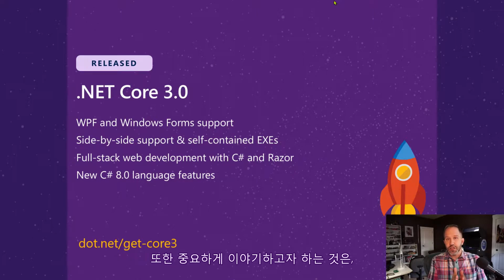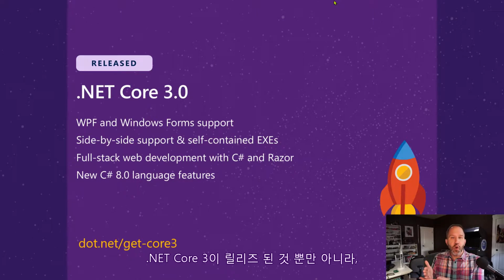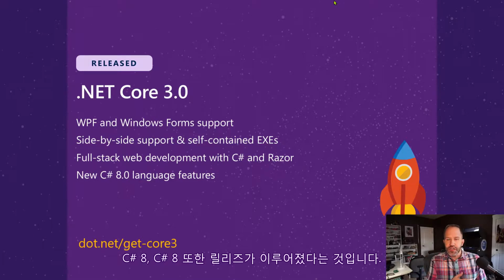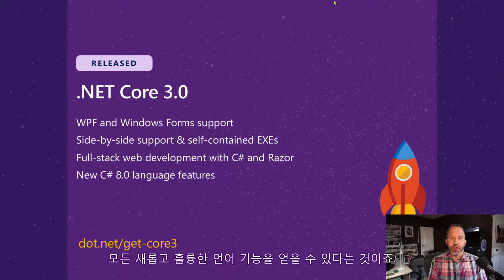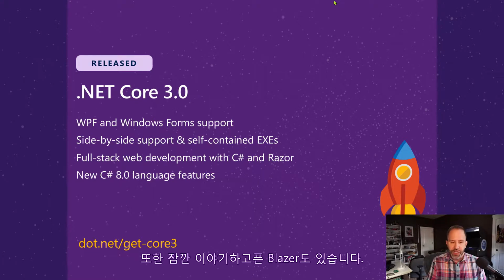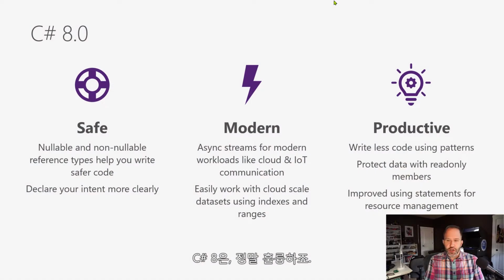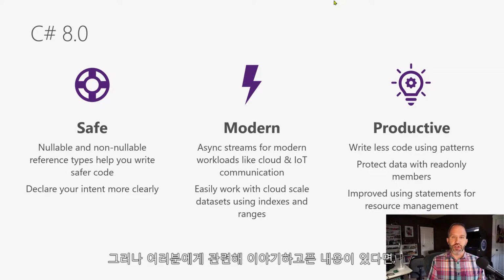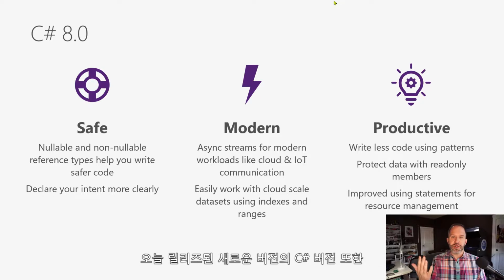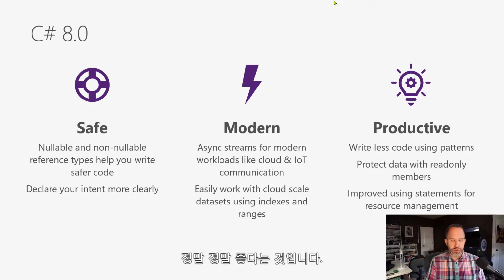All right? It's also important to point out that not only is .NET Core 3 released, but with it, C# 8. C# 8 is also released. C# 8 is the newest version of C#. It is out, and you get all these great new language features with C# 8 in .NET Core 3.0. And then we also have Blazor that we'll talk about a little bit. C# 8 is just wonderful. I'm not going to spend too much time talking about it here, but I just want you to associate that that new version of C# is out today as well, which is really, really cool.